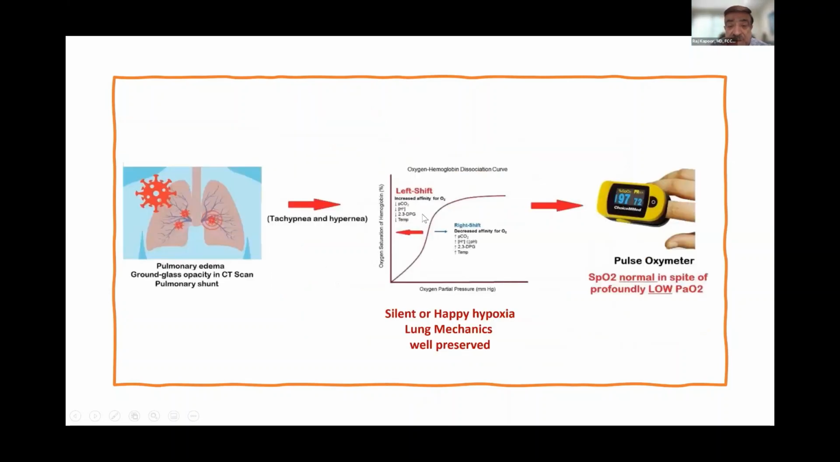There is also a shift of the oxygen dissociation curve to the left, so the oxygen binds to the hemoglobin much more than it would otherwise, causing arterial hypoxemia that is not showing on the oxygen saturation. This is called silent or happy hypoxia: the respiratory mechanics remain preserved, and yet the patient has low oxygen inside the body, whereas the oxygen saturation is between 90 and 94. And this I call the yellow zone.